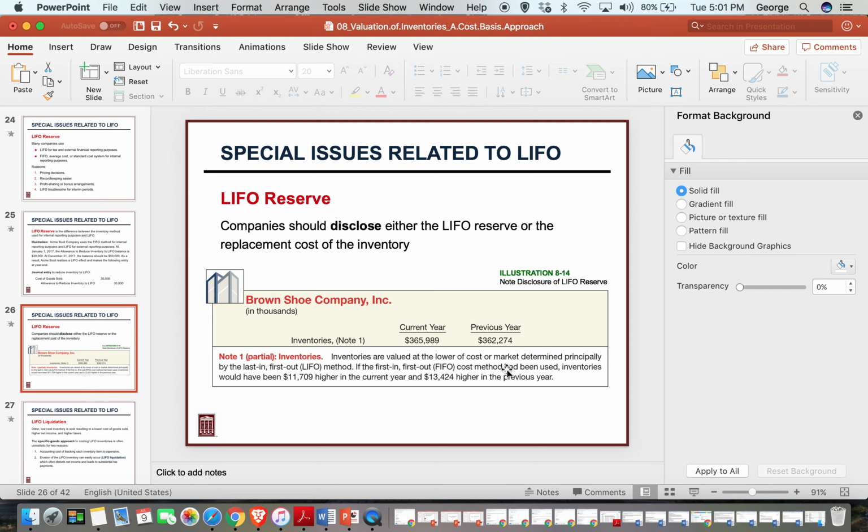All right, then they note that if the FIFO method had been used, inventories would have been $11,000 higher in the current year and $13,424 higher in the previous year. Okay, so that's what we're putting in to tell the user of the statements. Basically we would add 11,700 higher inventory if we use FIFO.